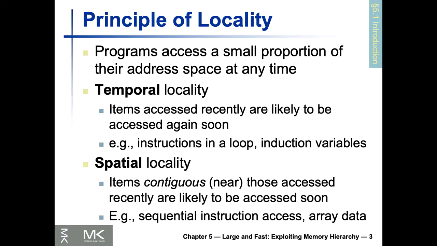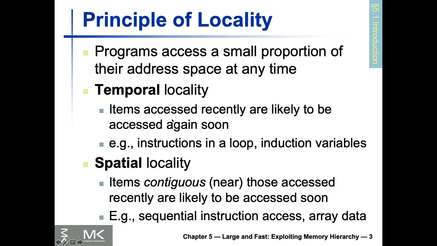First of all, let's talk about the principle called the principle of locality. We have two different subcategories for this principle. In general, when you run programs, they need to access some small portion of their address space at any time. In order to access that faster, we need to use cache in different levels. So there are two sub-problems within this principle of locality. The first one is temporal locality. Items accessed recently are more likely to get accessed again.